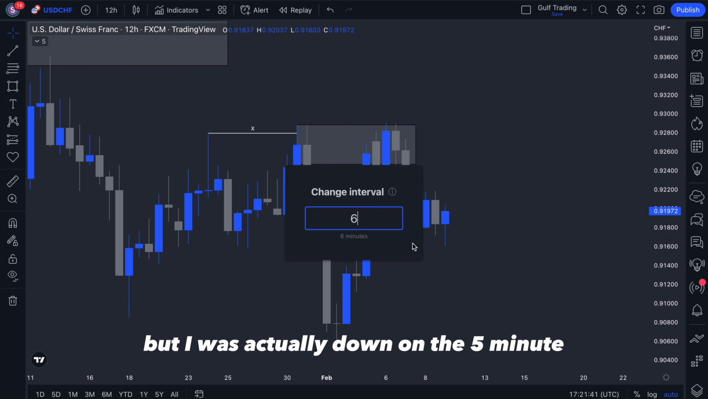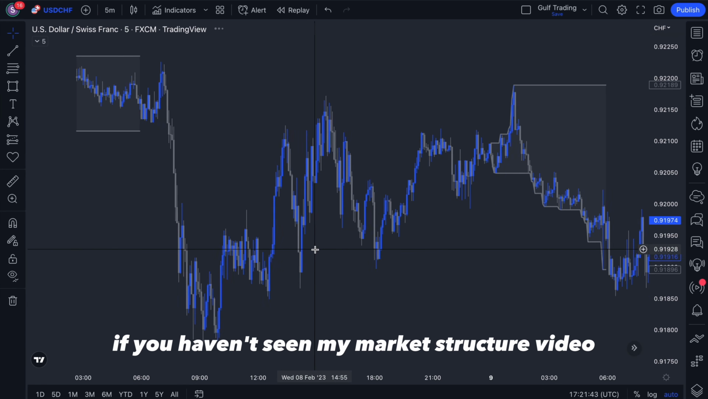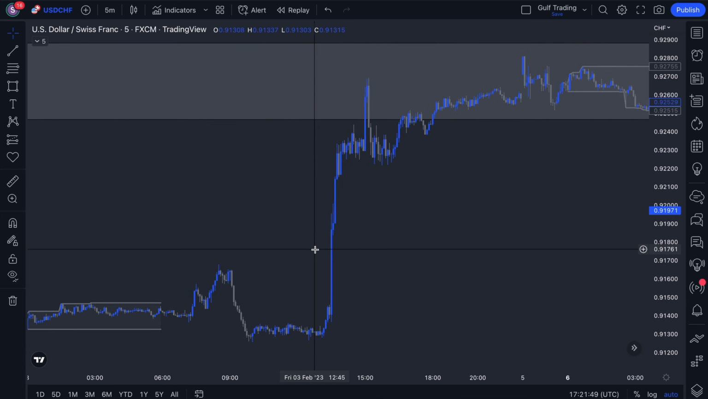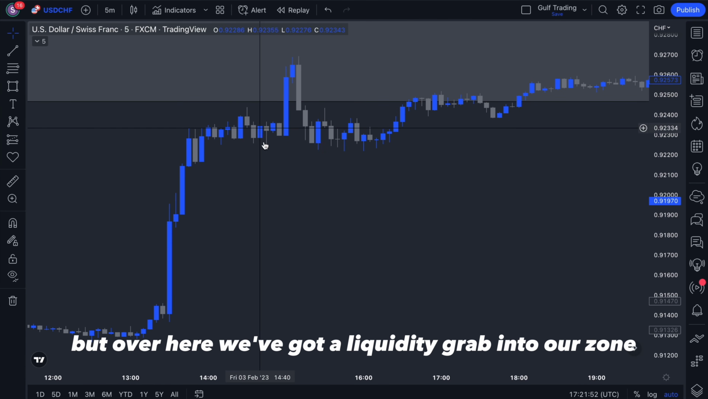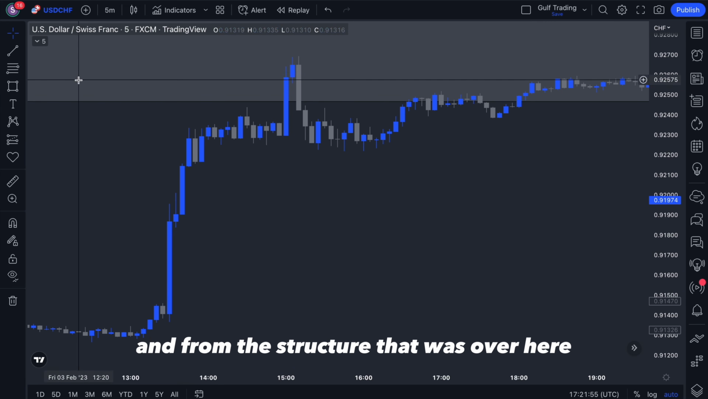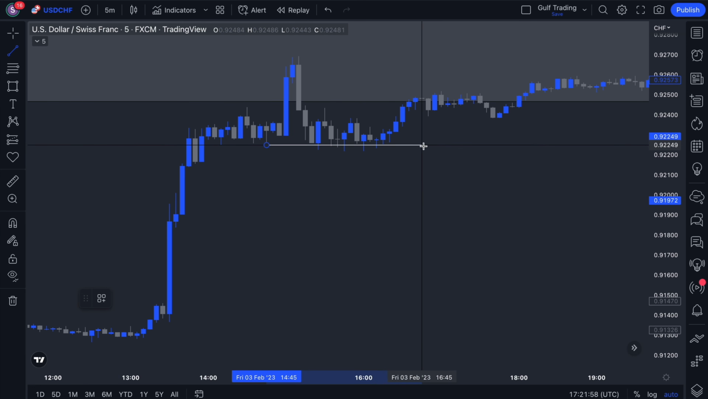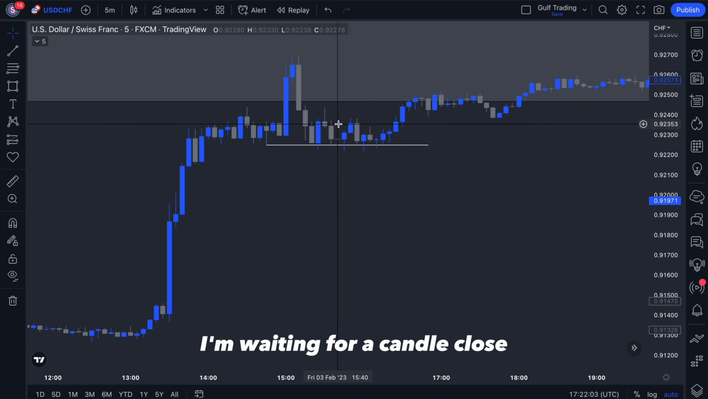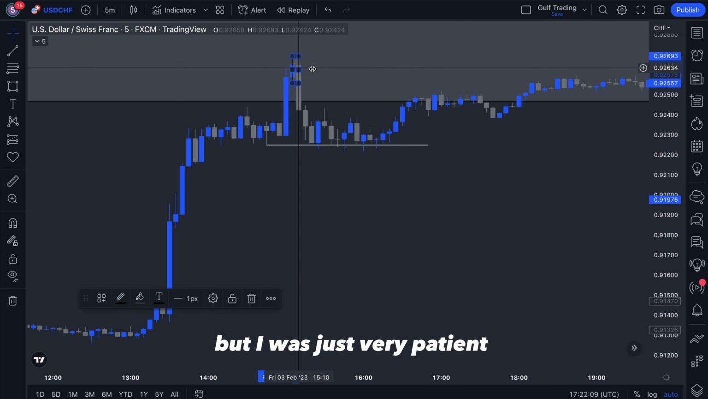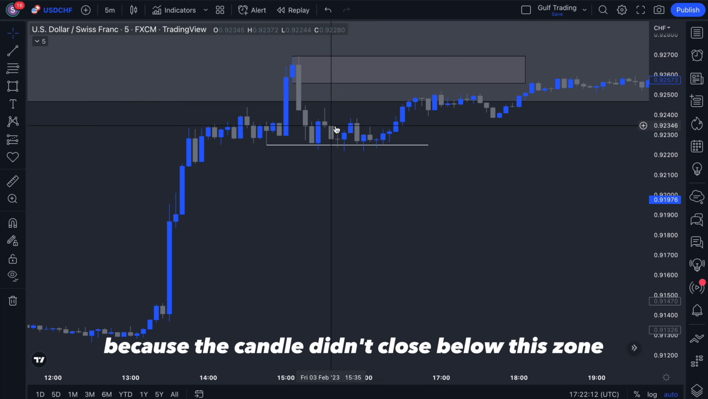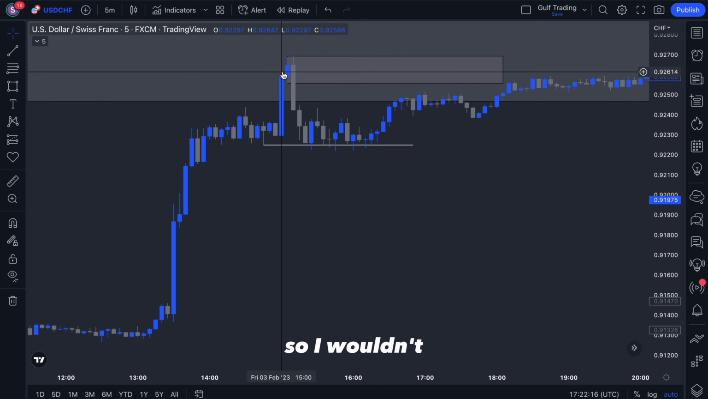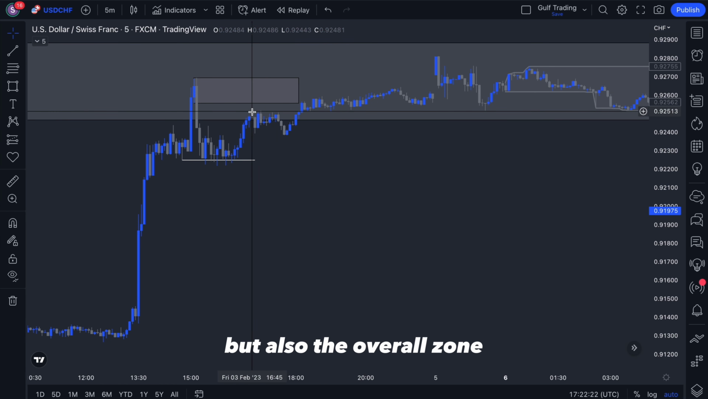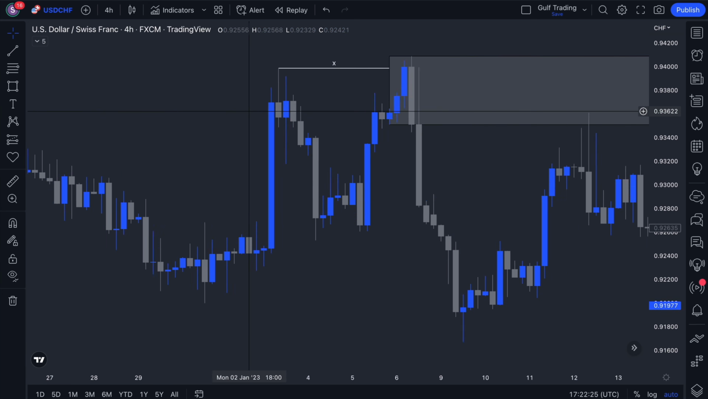But I was actually down on the 5 minute, and I was waiting for, if you haven't seen my market structure video, the rules of that to be met, which they weren't, luckily, because it would have lost. But over here, we got a liquidity grab into our zone, and from the structure that was over here, I was waiting for this low to be broken, and as you can see, lots of wicks broke it, but like I said in the rule of that video, I'm waiting for a candle close, so I was looking at this supply zone, but I was just very patient. I didn't set my limits because the candle didn't close below this zone, so I wasn't bearish, and as you can see, price just took out not only my refined zone, confirmation zone in here, but also the overall zone that I'd marked up.